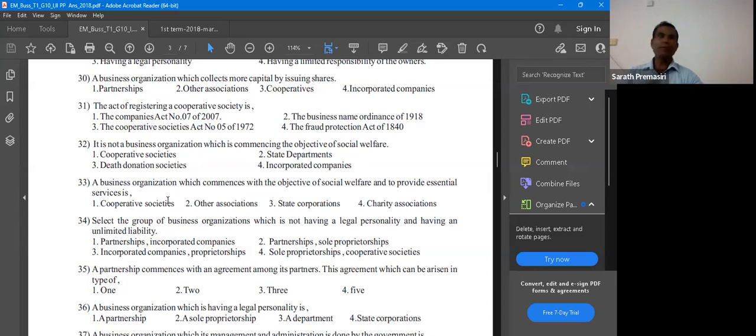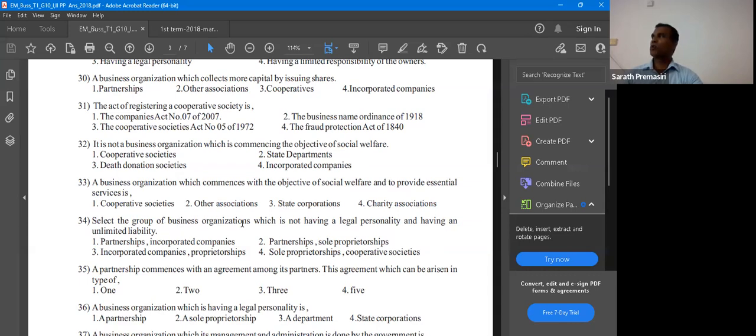Cooperative society is for the welfare of its members. Other associations are concerned with members' welfare. Social welfare: Telecom, Electricity Board, Petroleum Corporation, Insurance Corporation, that type of businesses. Charity societies: a business which commences with the object of social welfare and provides essential services. In charity organizations, only main essential services are provided, so the answer is state corporations.